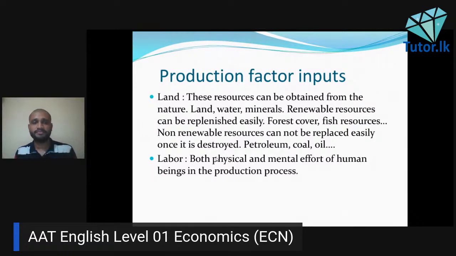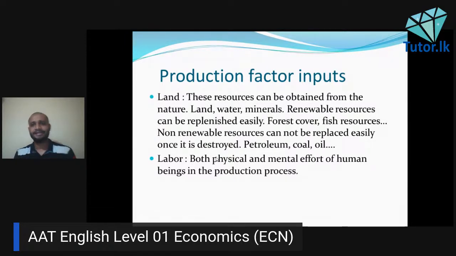Those types of resources are called non-renewable resources. Non-renewable resources also come under land. Why? Those are the things which come from nature. Any input that comes from nature is called land.